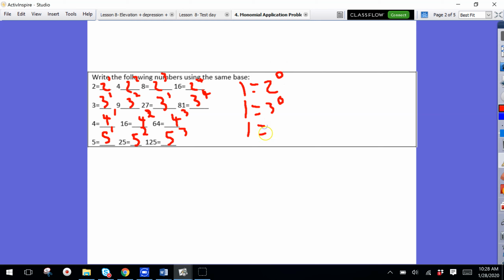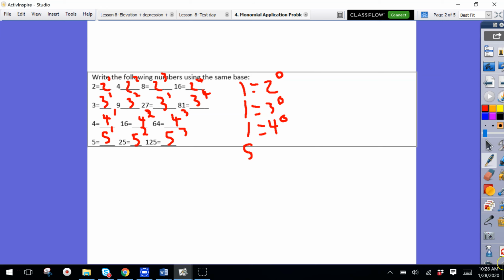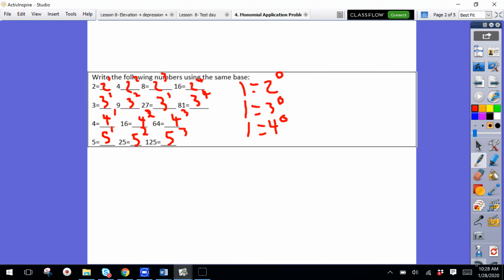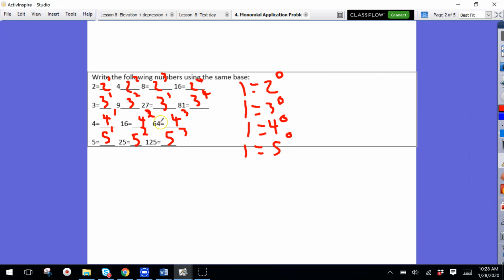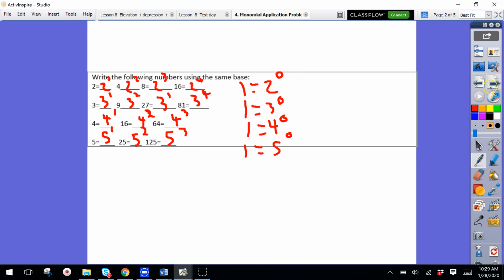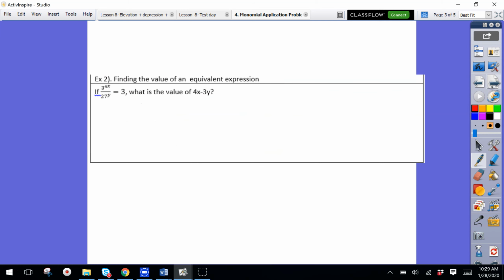1 is going to equal 4 to the 0 power. And 1 can also be equal to 5 to the 0 power. So you can always make 1 regardless of your base. You just have to put that 0 power there, because remember we talked about anything to the 0 power is just the number 1. So keep that in mind for the next problem as well, eventually.